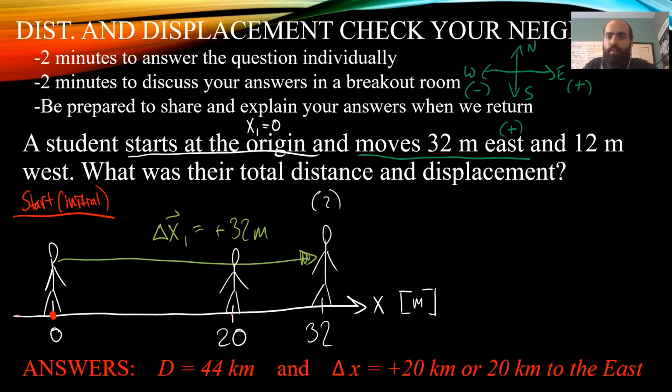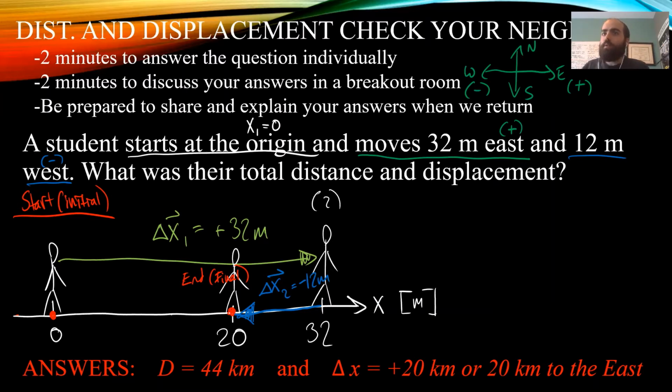And this right here is going to be where I end up, right? So this is my end point or my final position. And to go from the 32 to the 20, my displacement was 12 meters west. So remember, west is to the left, which is negative. So I went 12 meters west. And that's this displacement. So that's my second displacement. And that was 12 meters to the west. So negative 12 meters was that second displacement.